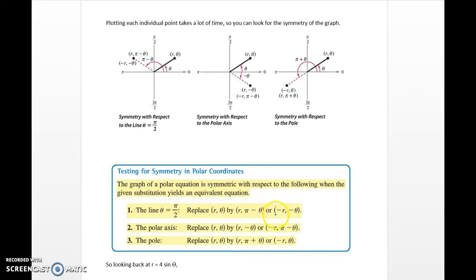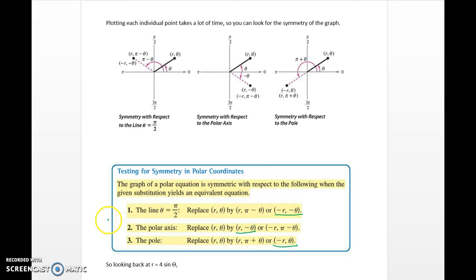If you plug in negative r and negative theta, and that equals your original equation, then you have symmetry about the line theta equals pi over 2. If you plug in positive r and negative theta, and that's the same as your original equation, then you have symmetry about the polar axis. And if you plug in negative r and positive theta, then you have symmetry about the pole, if those two equations are the same.